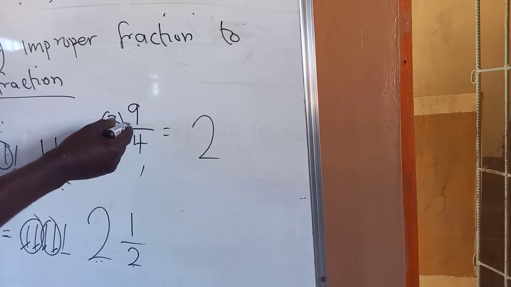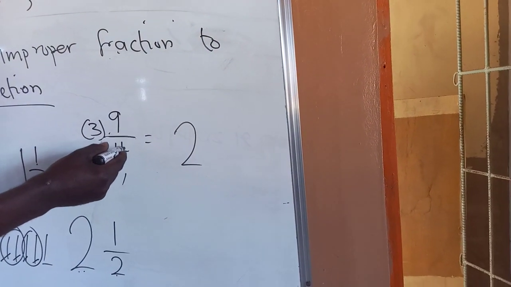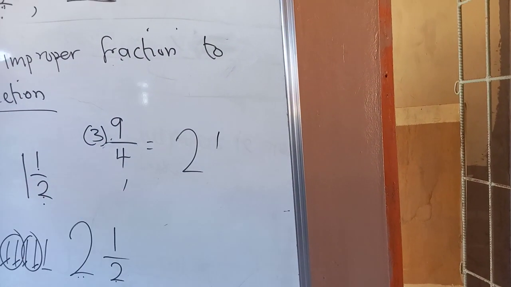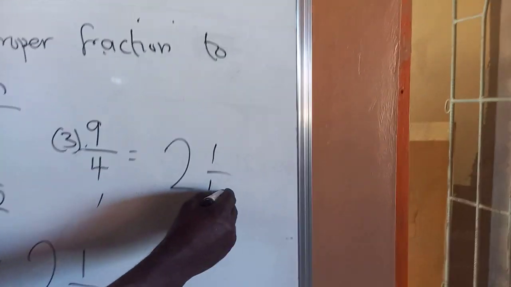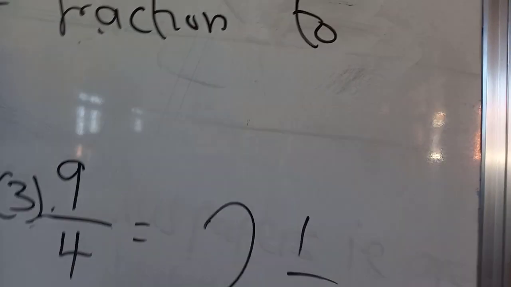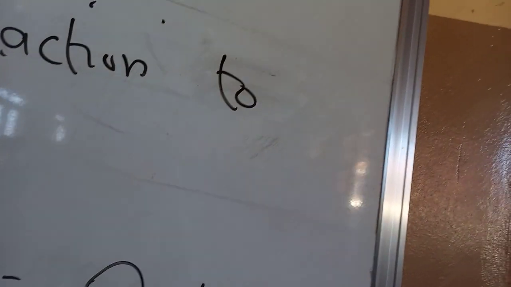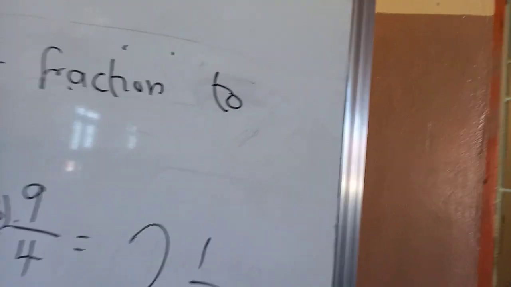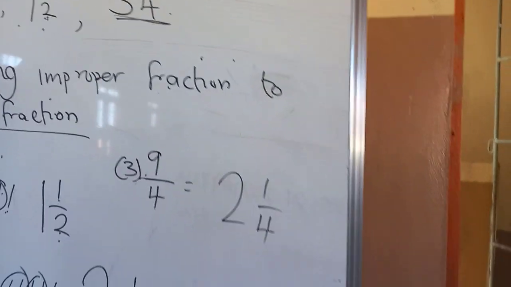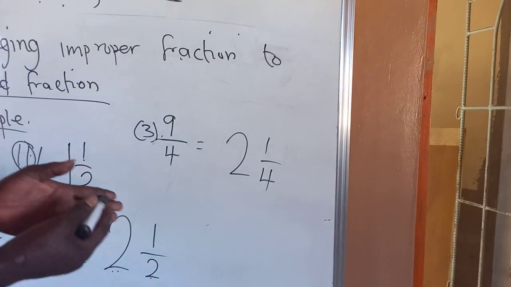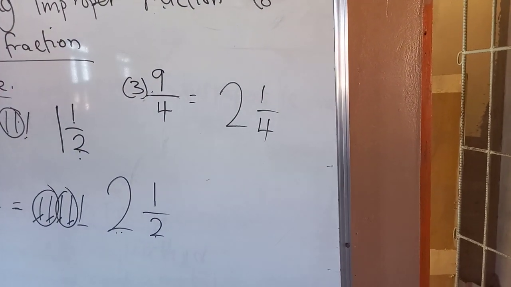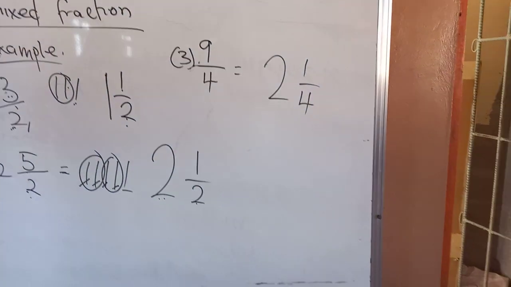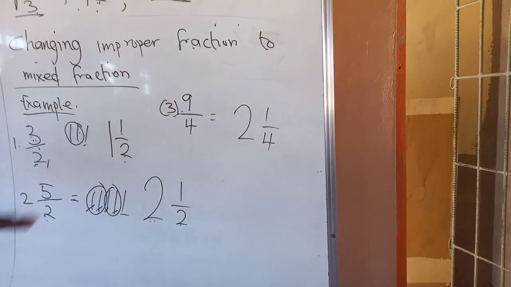So subtract 8 from 9. What will you get? 9 minus 8, you get 1 as the numerator. Then you write the denominator for it, that is out of 4. Good. So we have changed this to a mixed fraction. You can get back your improper fraction. You can just do it and get it back.